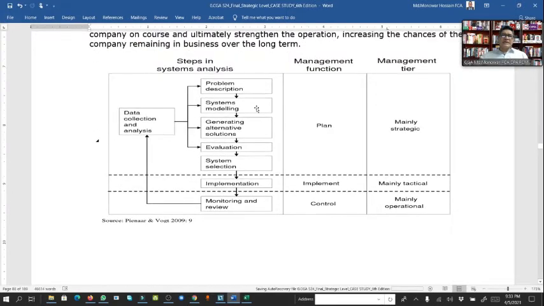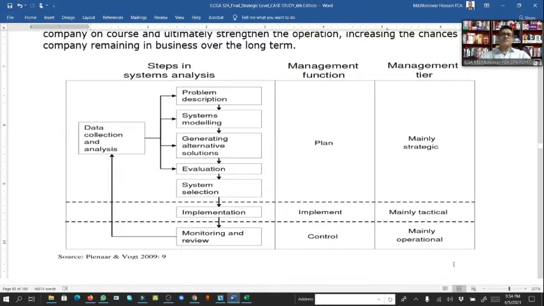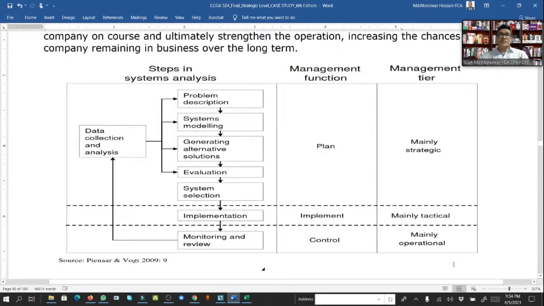Here, look: the steps of analysis, that means data collection and analysis first, then problem description, system modification, generating alternative solutions and evaluating them, and then system selection, which system we are taking, and that is implemented, and monitoring and review continue. Control is required here. Then the management function needs the plan, and after planning, doing, implementing, and controlling it, again the management tier is the main strategic one, who would take the plan?